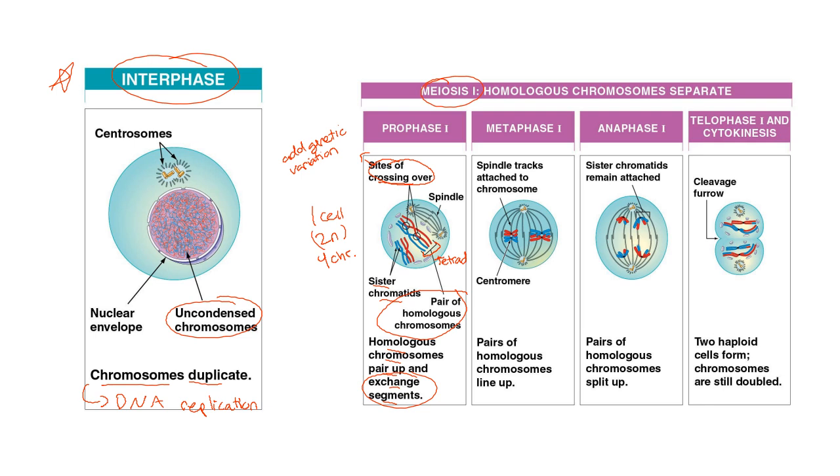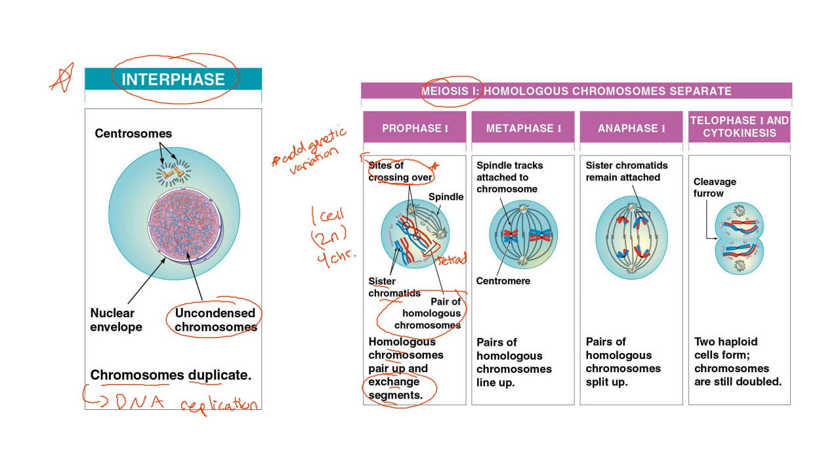So all of this happens in prophase one. We have something called crossing over because the pair of homologs get together, and some chromosomes are going to do something called crossing over. We'll talk about that in more detail in another slide.